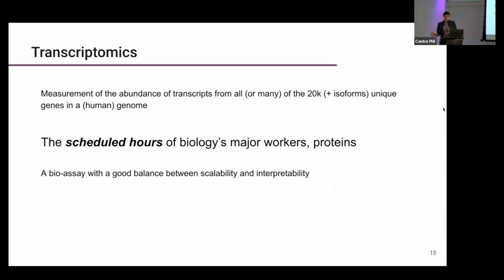I don't know how many of you don't have a biology background, but if this isn't familiar, my favorite analogy here is this is like the scheduled hours of biology's major microscopic workers. So it doesn't tell you whether proteins actually showed up to work. It doesn't tell you how efficient they were at work. It's a proxy. It tells you how often they were supposed to come to work. Nevertheless, there's some correlation there. It's something we can measure readily in a scalable fashion, and it's close to the mechanism. So it gives us a good balance of scalability and interpretability as far as omics go.